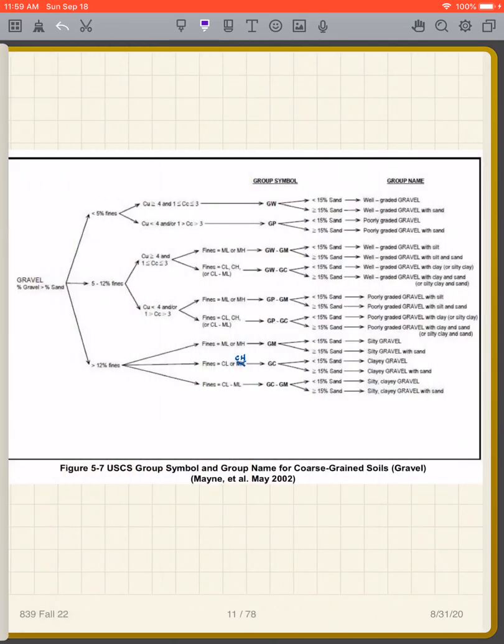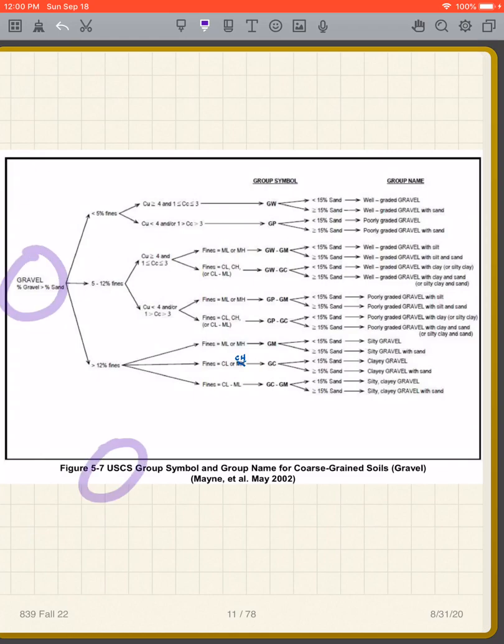Okay, this is one way that we classify the soil. Now there are different charts, so this is one chart. And the way this works is, for this chart, this is gravel. So we've already determined that we have a gravel soil, then we use this chart. And this is the USCS, Unified Soil Classification System chart.